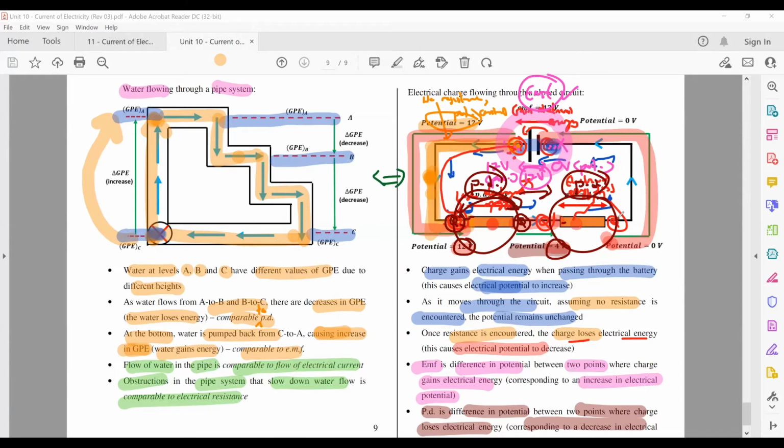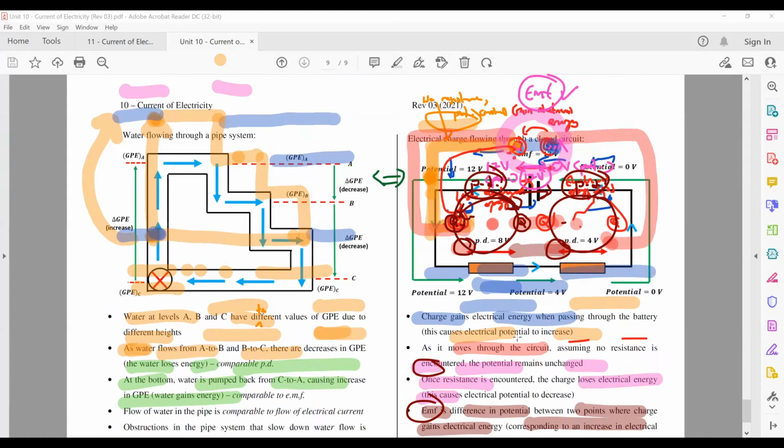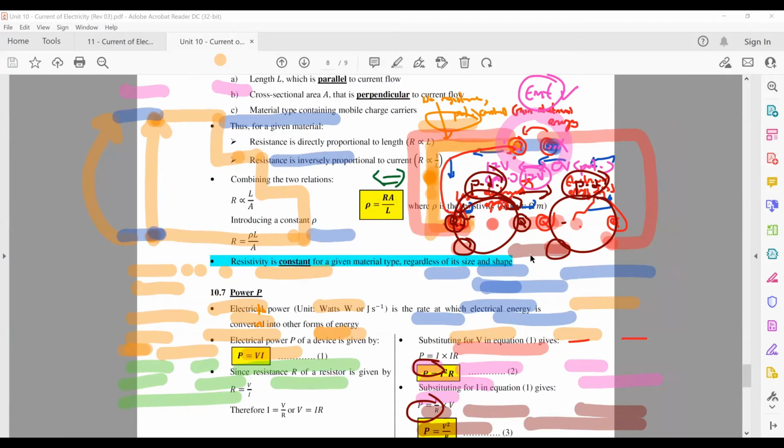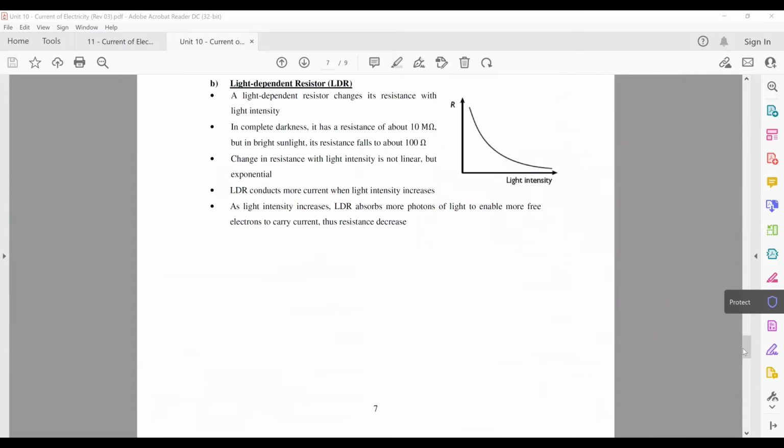All right. PD and EMF are basically just differences in potential between 2 points. But one is different in the sense that if it gains electrical energy, which causes it to gain electrical potential, that is EMF. And the other, if you see a decrease in electrical potential due to the fact that it lost electrical energy, that is PD. Okay, so this is, in simple terms, what happens to a charge inside your circuit. All right, so now we go back to page 1.